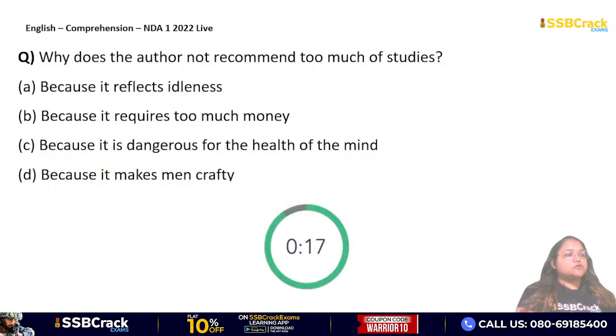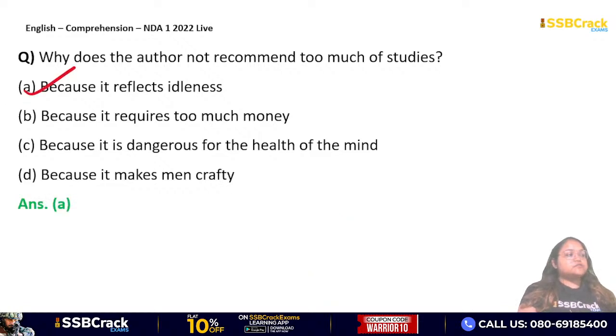Why does the author not recommend too much of studies? ज़्यादा पढ़ाई करने के लिए author क्यों नहीं recommend कर रहे हैं? Because it reflects idleness, means laziness, because it requires too much money, because it is dangerous for the health of the mind, because it makes men crafty. Okay guys, the answer will be option A, because it reflects idleness.